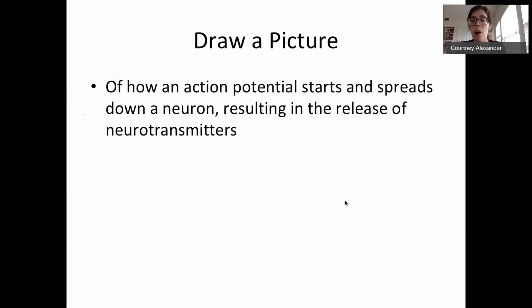I want you to pause this video, or as the video ends, draw it out. Now, I know sometimes people get very frustrated with the amount of pictures I ask you to draw, and that's because I really believe that pictures are a great way to learn. So end the video and try to draw out the steps of an action potential. How does it start and how does it spread down the neuron?